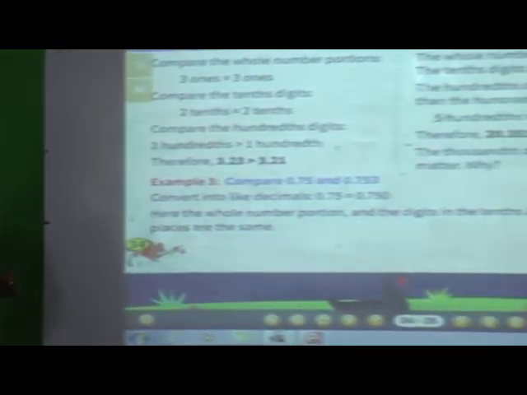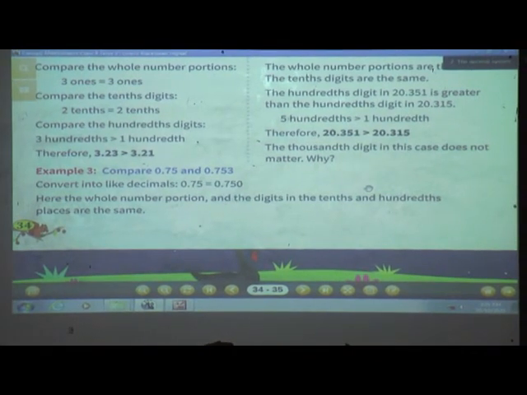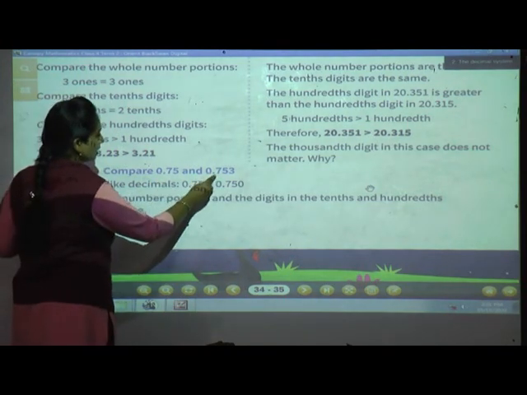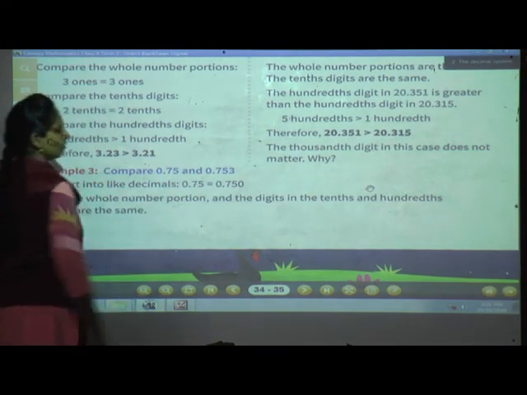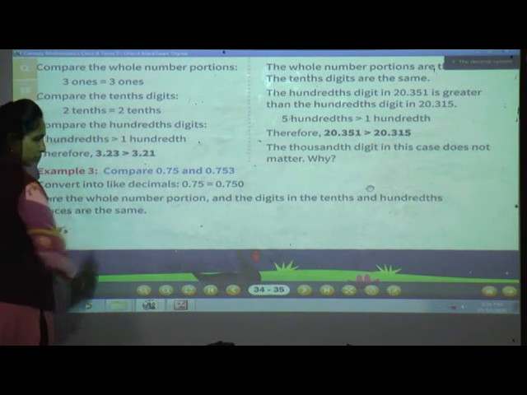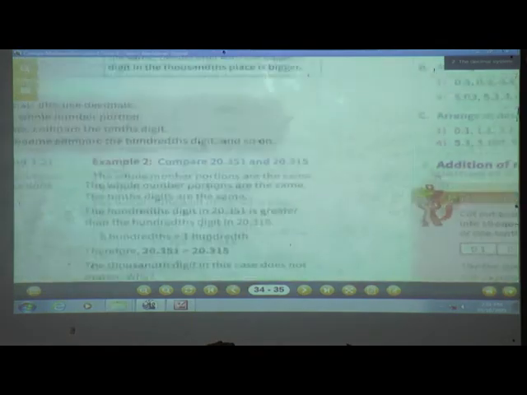Now see what is the third example. Compare 0.75 and 0.753. Now we have to convert these numbers into like decimals. How can we see? 0.75 means 0.750. Here the whole number portion and the digits in the tenths and hundredths places are the same, isn't it? In both the numbers, 0.75 and 0.753, 75 is the same. So to convert into like decimals, what do you have to do? We have to add one more 0, isn't it? So if we add, we get 0.750.